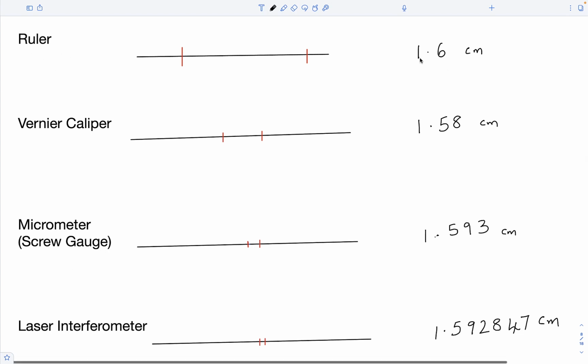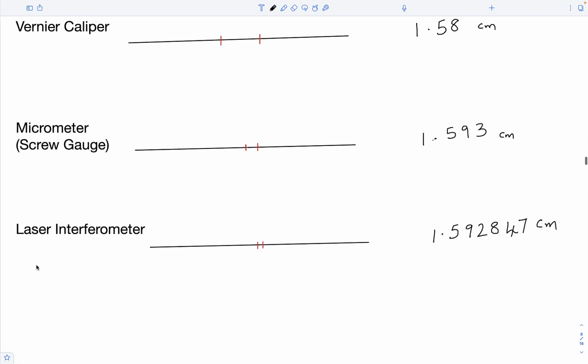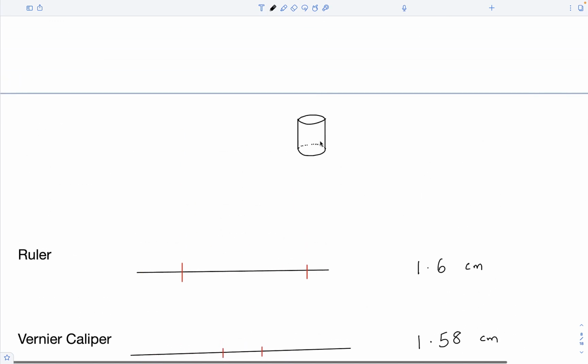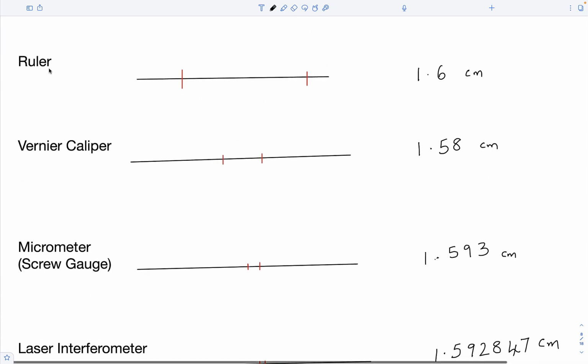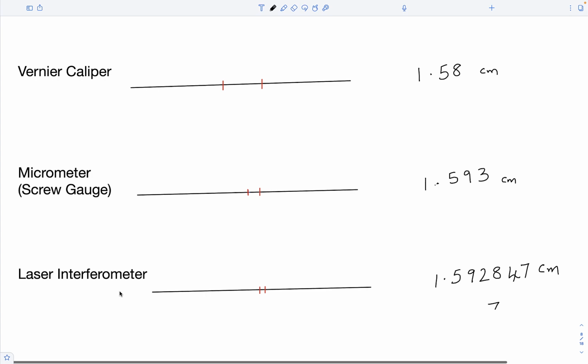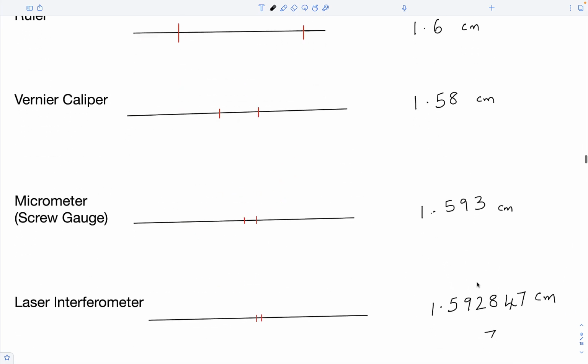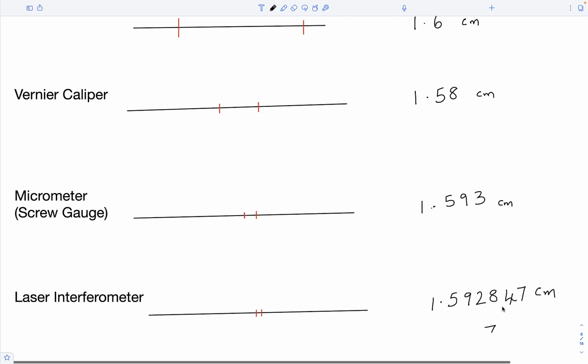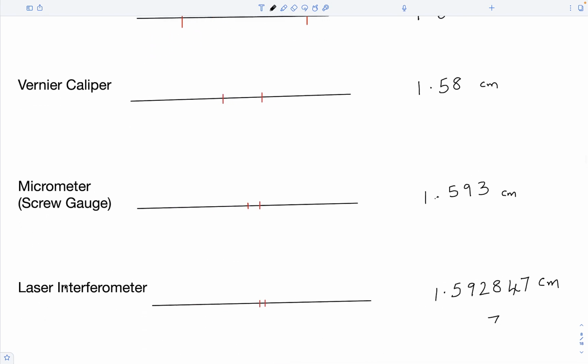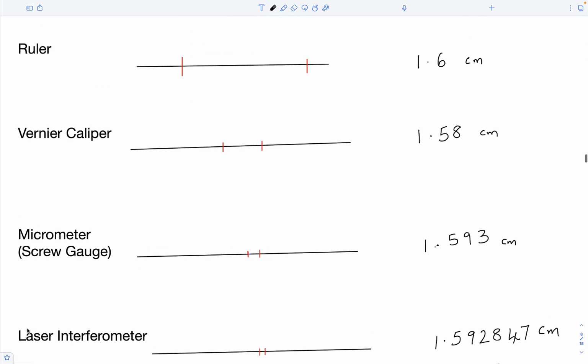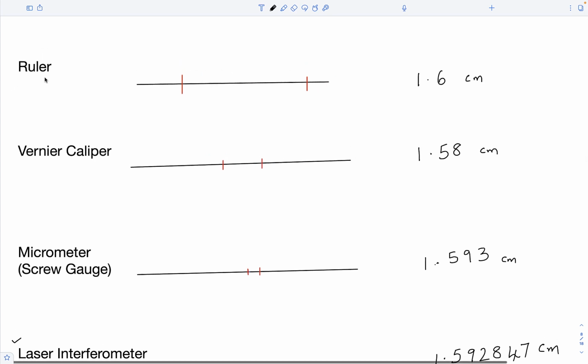By using a ruler, we could discover only 2 digits in the diameter, whereas by using a laser interferometer, we could discover as high as 1, 2, 3, 4, 5, 6, 7 digits in the diameter of this cylinder. So as we go from a ruler to a laser interferometer, the number of digits in the measurement are increasing. That is why out of these 4 devices, laser interferometer has the highest precision and the ruler has the lowest precision.